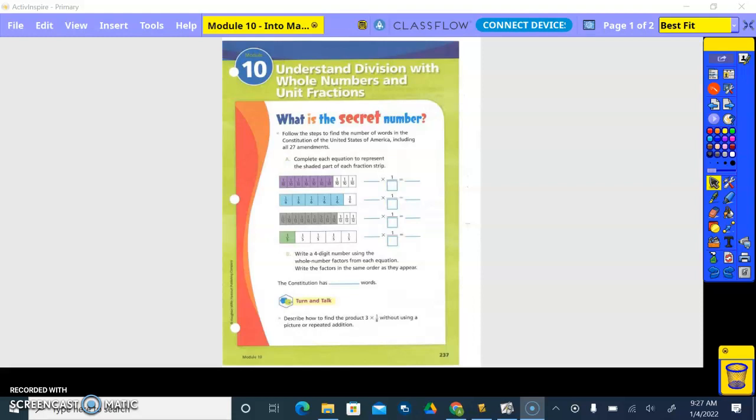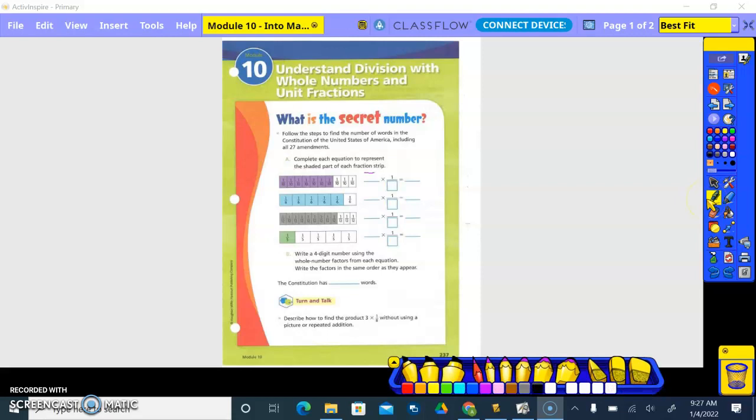So how many colored boxes are there? 7, right? Okay. So there's 7 colored boxes, and then each one of those boxes represents what? 1/10, right? So 7 times 1/10 is 7/10. Okay. Next one, how many colored boxes are there? 5. And then each box represents what? 1/6. So 5 times 1/6 is 5/6.